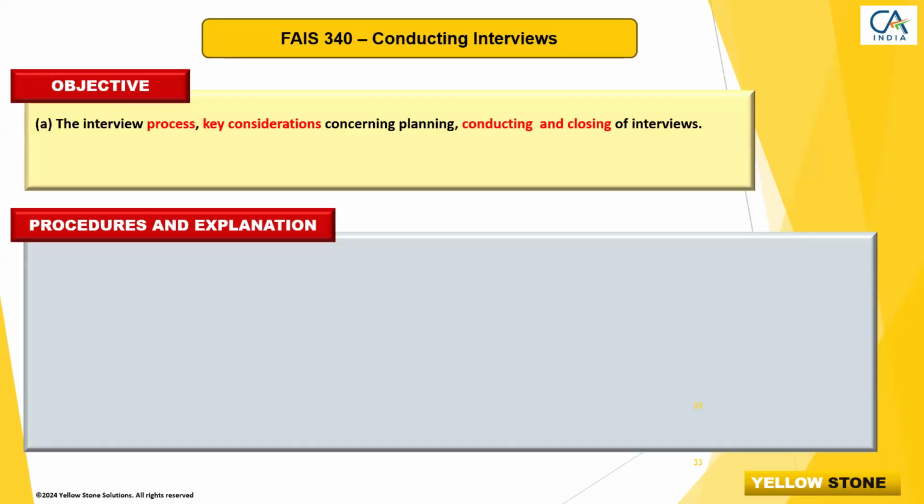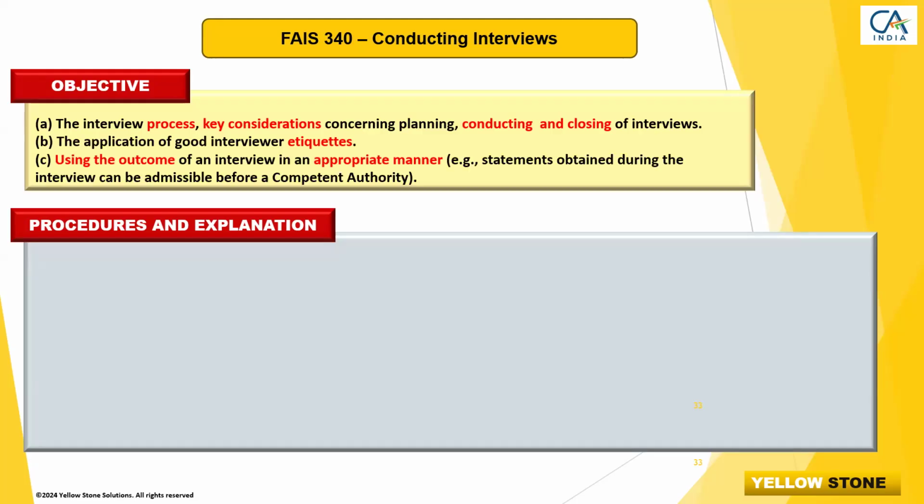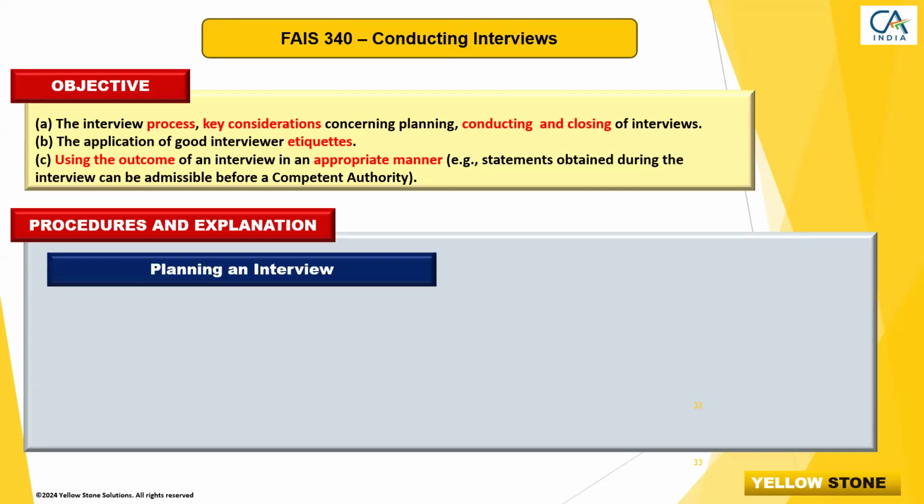So quickly on the interview part. The interview process, key considerations, conducting and closing the interview, interview etiquettes, and how to use that interview data and information in an appropriate manner, basically in a court of law or before other relevant authorities. This is primarily part of investigations; sometimes it's covered in forensic accounting as well. Planning an interview: usually interviews take place after a decent level of work procedures are performed. Whatever evidence we have gathered and whatever our assessment is, we put it together as annexures, and then we sit with the specific interviewee and try to have a discussion.